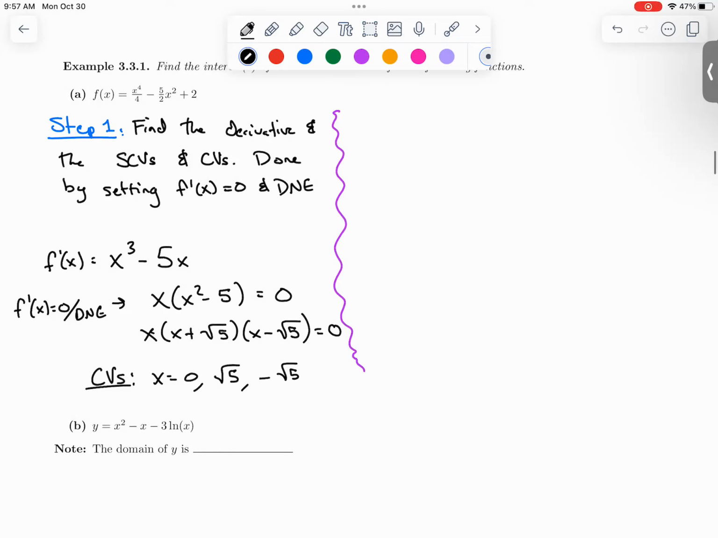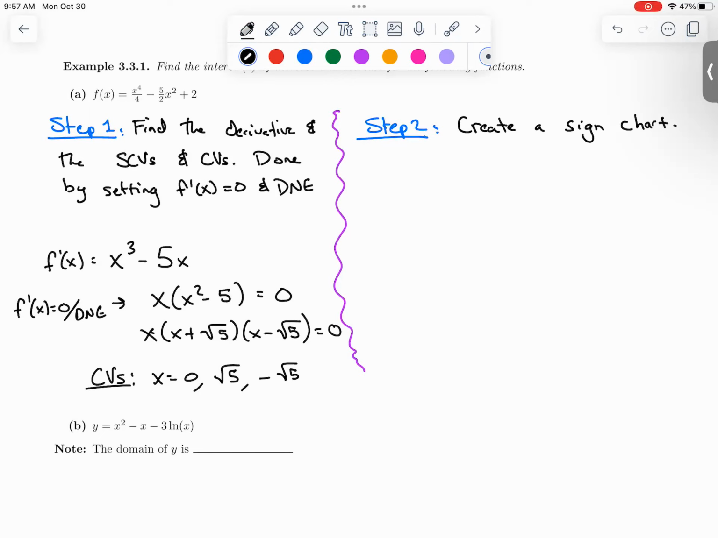That equals 0. That's where the derivative equals 0. So, knowing that, that's step 1. Step 2 is to create a sign chart.